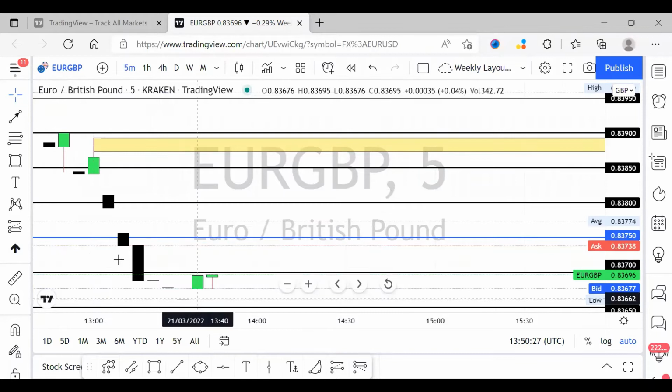Price is starting to reverse. This is telling you that the reversal could be happening. So if a reversal is happening, do that.